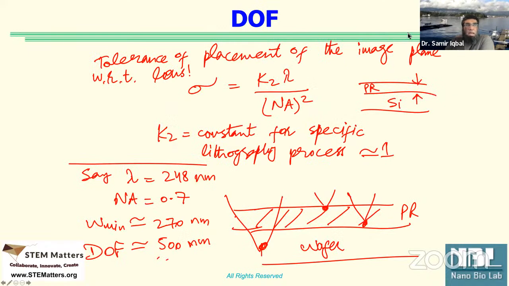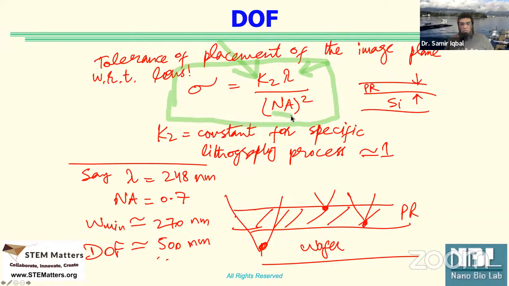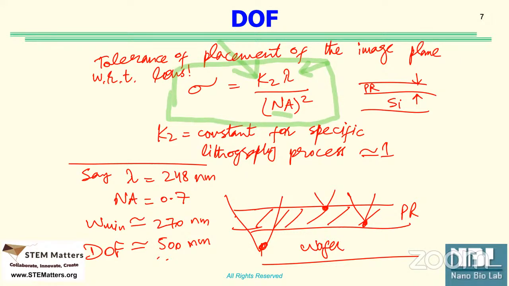Now, looking at the second factor, which is depth of focus, that depends again on lambda and the square of numerical aperture. So if I write it down, depth of focus depends on lambda, a constant for the lithography system, and numerical aperture. Now, a little bit about depth of focus. We have discussed this idea. Why is it relevant here?